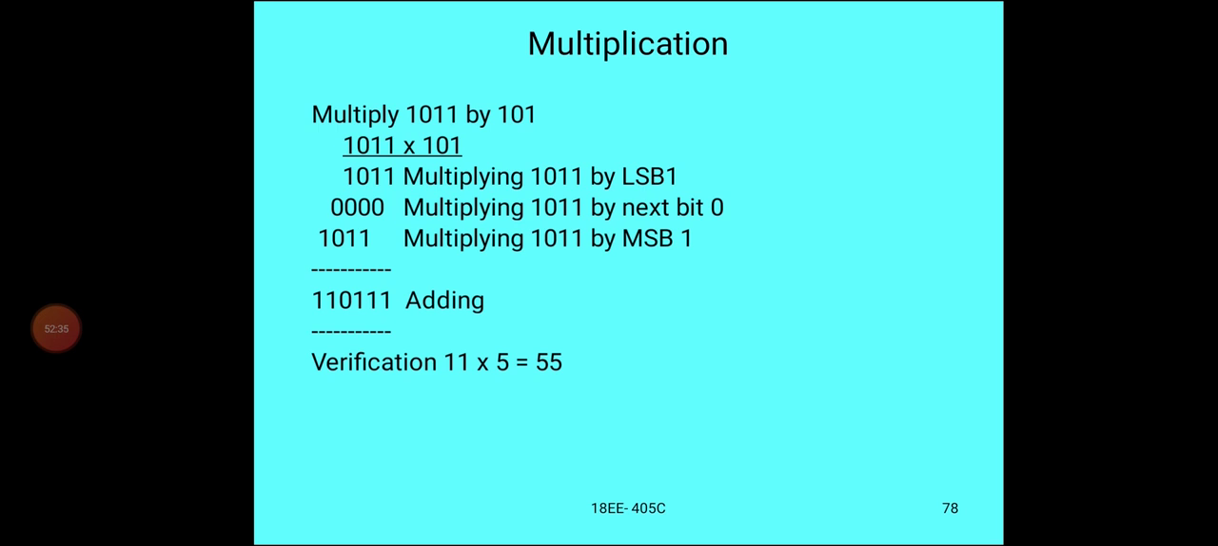Verification: 1011 corresponds to the decimal value 11. 101 is decimal equivalent 5. 11 multiplied by 5 is 55.